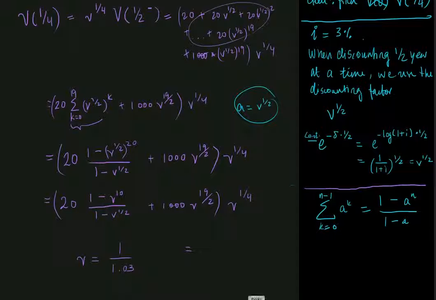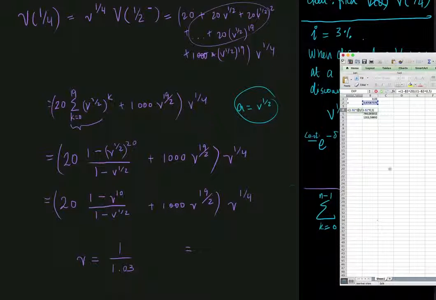And that in Excel, so let me see and try if I can find this. So we have the interest here and we have the discount factor here. So this is the annual discount factor. And then I want 1 minus the discount factor to the 10th divided by 1 minus the discount factor to the 1/2. And then I have 20 multiplied by this fraction. So what I have here is essentially this thing here.